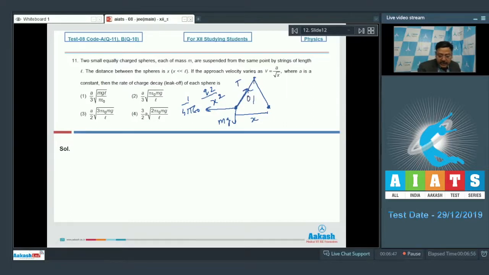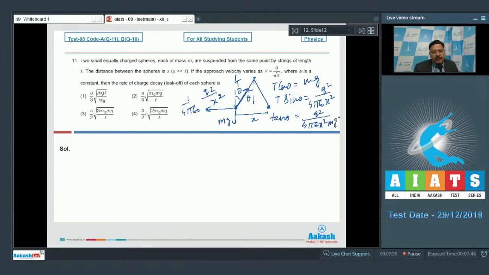This angle is theta. And we can see that T cos theta equals mg. Let's consider the equilibrium, because we can consider that the acceleration is small, so we can still consider the situation to be in equilibrium. T cos theta is mg, and T sin theta equals q square by 4 pi epsilon naught x square, and dividing the second equation by the first will give us tan theta equals q square divided by 4 pi epsilon naught x square into mg.